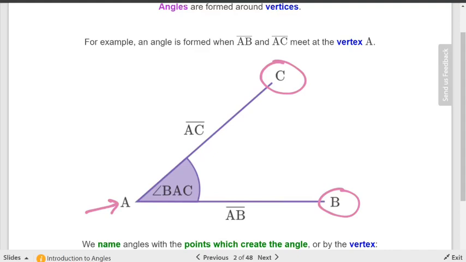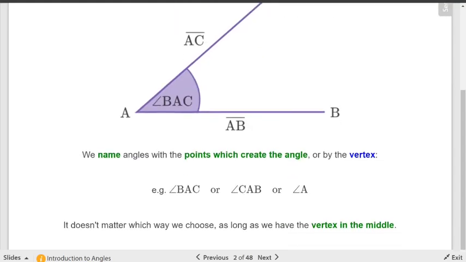Shh, guys. As long as this one is where? In the middle. In the middle. Okay? Wait, let me. All right, so here you go.